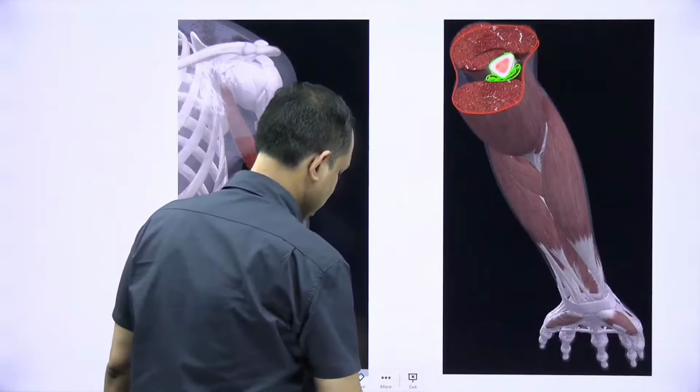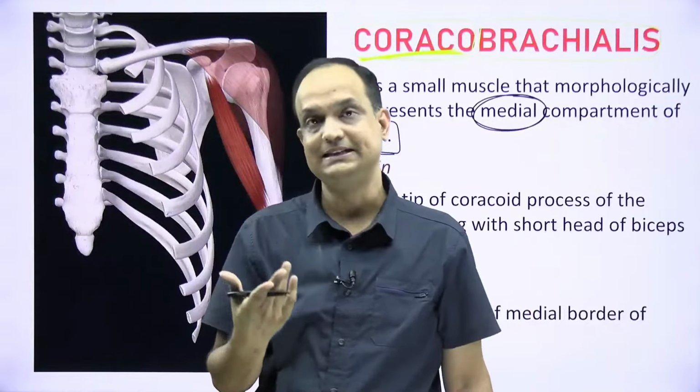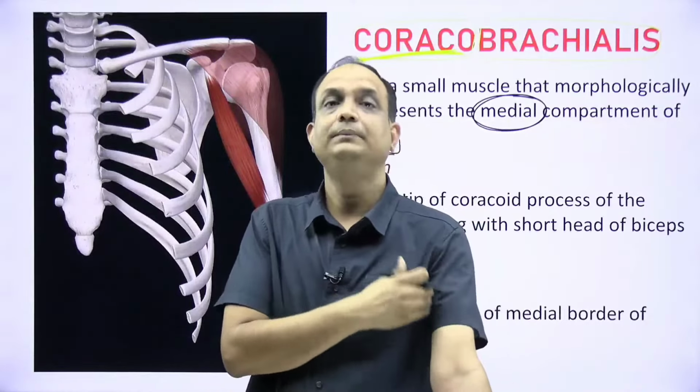Now, when you see the arm, I told you there are only two compartments, front and back. The front is known as flexor and the posterior compartment is known as extensor. But this coracobrachialis lies on the medial side and it represents the medial compartment of the arm.